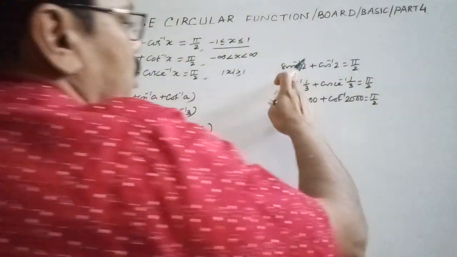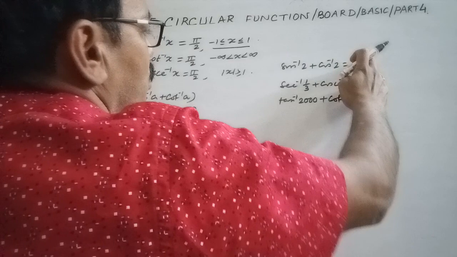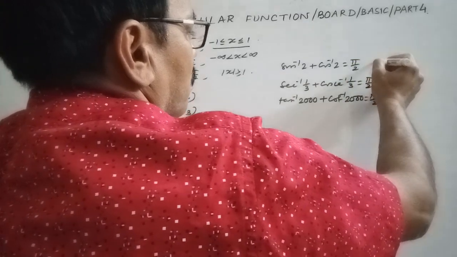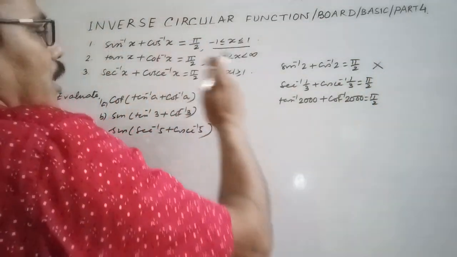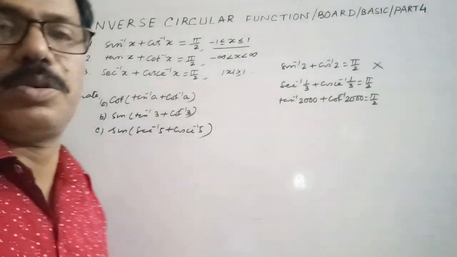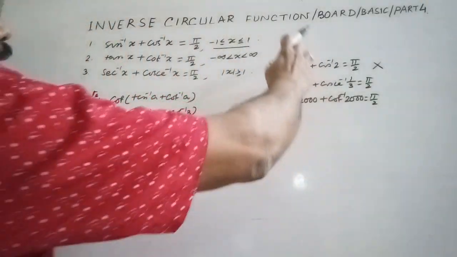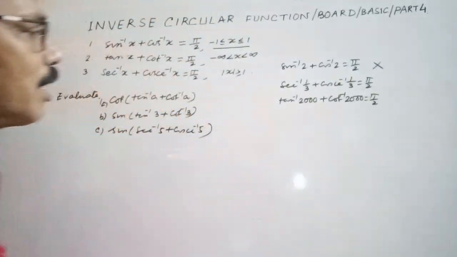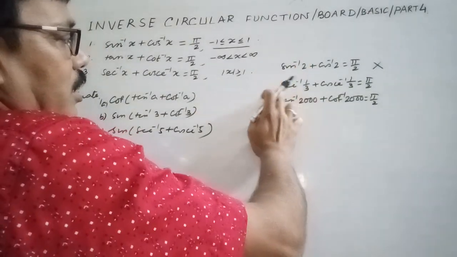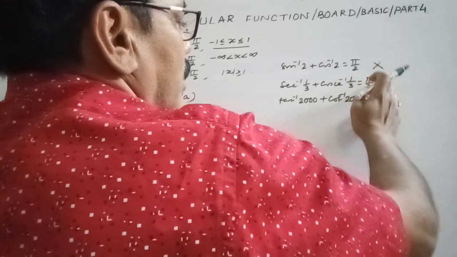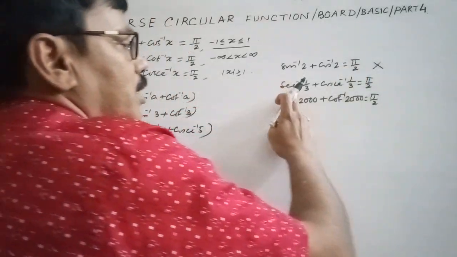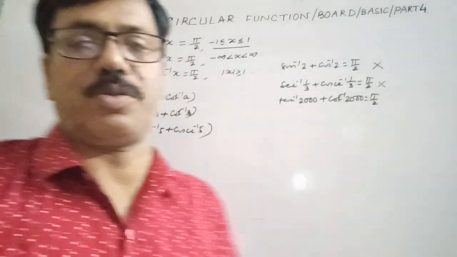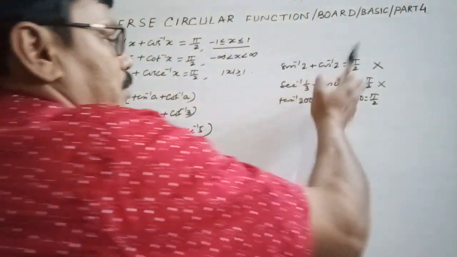Now look, sin inverse 2 plus cos inverse 2 is not pi by 2, because here x equals 2, which is not in the domain of sin inverse x plus cos inverse x. Next, these are basic things. Sec inverse 1 by 3 is not defined, cosec inverse 1 by 3 is not defined. So sec inverse plus cosec inverse equals pi by 2 is also not true here, because they are not defined.